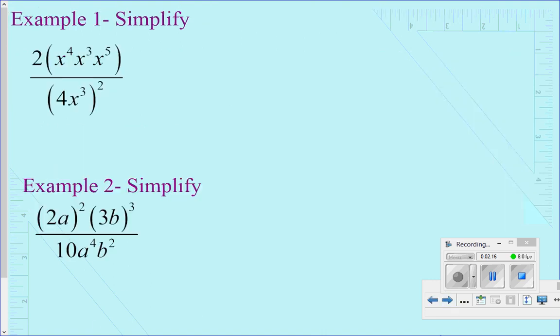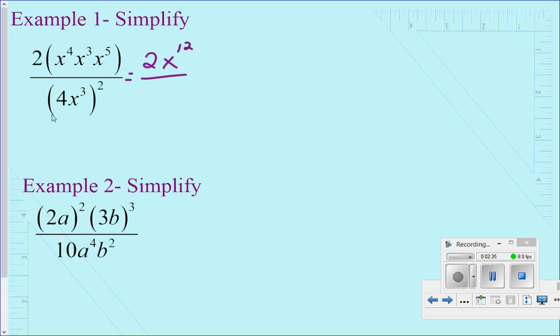So today was just some practice with taking those properties and combining them. So the first one here, make sure you get that in your notes. So I know I don't distribute that 2. There's no plus signs. I just keep the 2, but I can combine the x's and I add those exponents and get x to the 12th.